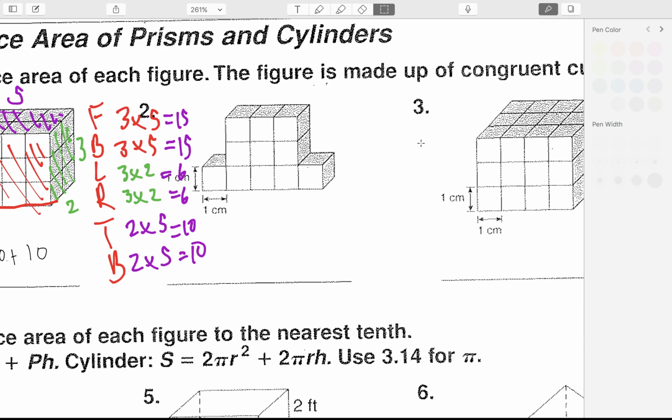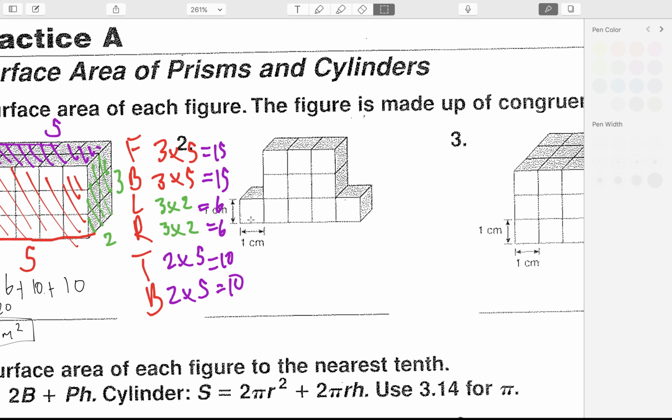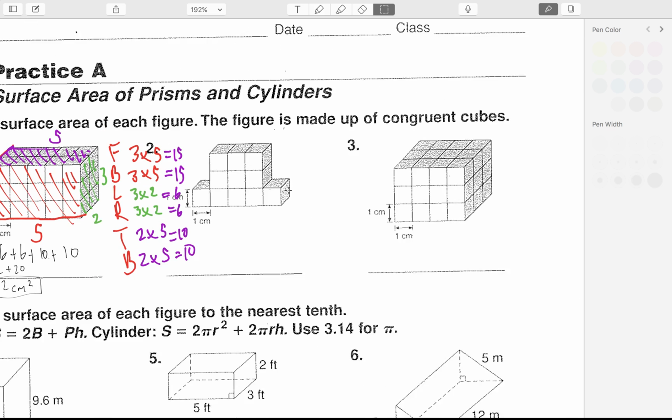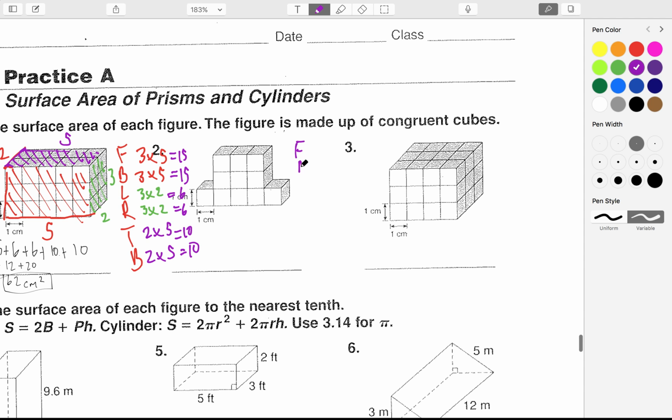Okay, number 2 is the same. This one, number 2, you could really, well, no, because you're not finding area. You still have to do surface area. Number 2, the way you should approach it is, instead of trying to find an area, I think it would be way easier to do front, back, left, right, top, bottom on this one, but just count up what you see.